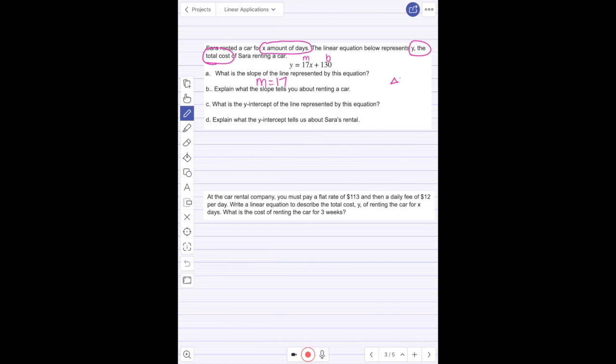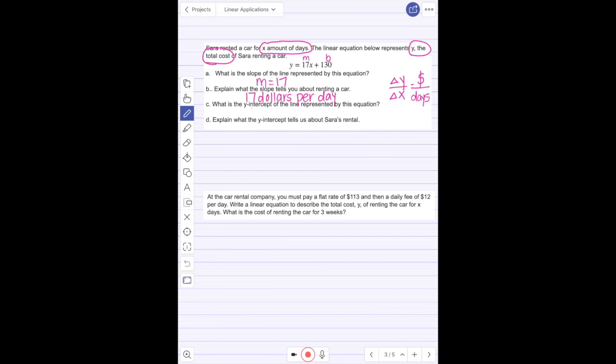Well, remember, slope is the same thing as your change in y over your change in x. So my slope is going to be my y value. Well, my y value is the cost, so that's the dollars, over my x value, which is days. So my slope is going to represent $17 per day. So she's going to pay $17 per day for that rental.